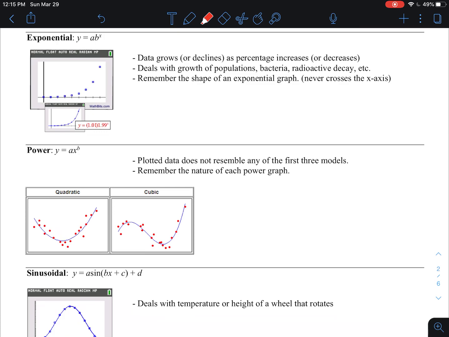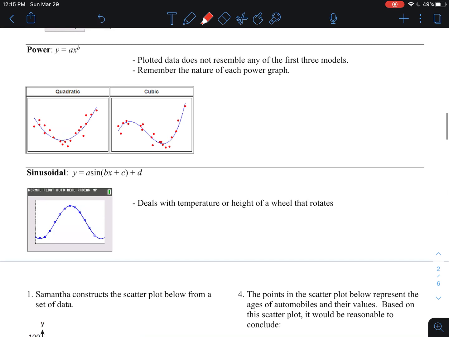Power is more of the umbrella term for all polynomials. So is it more quadratic or cubic, is x being raised to the fourth or the fifth degree? So that would be a power relationship, but I would say quadratic and cubic you would see probably more often.